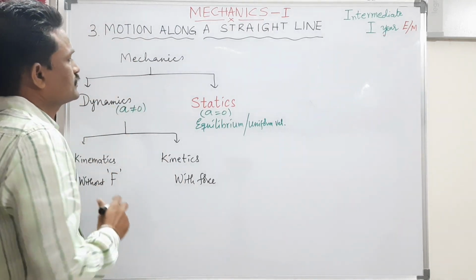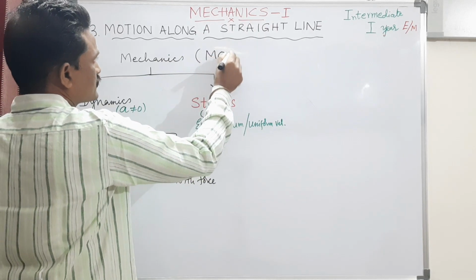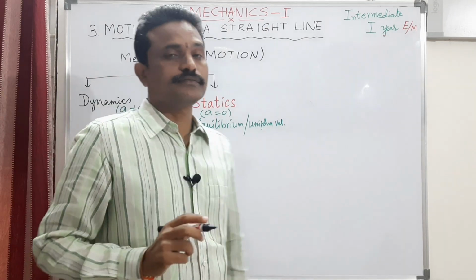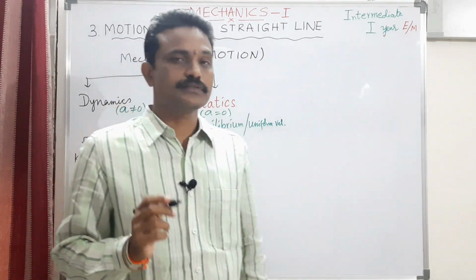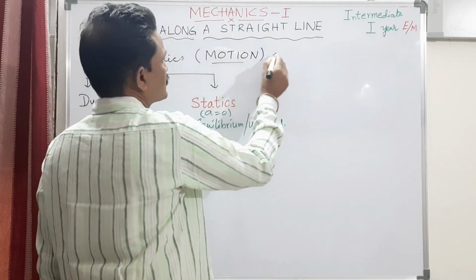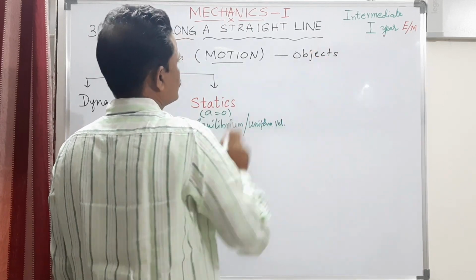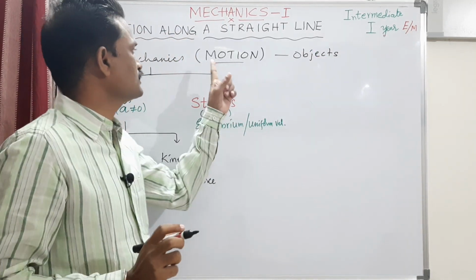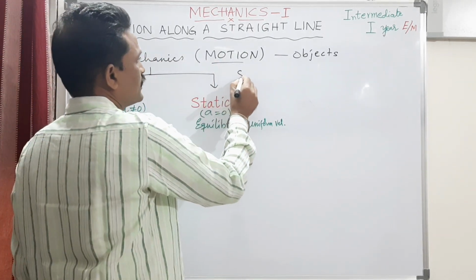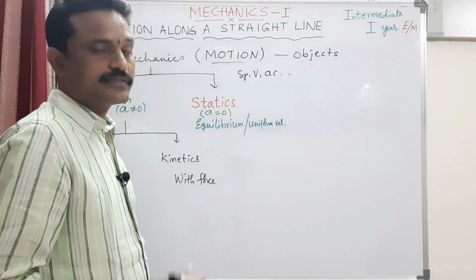What do you mean by mechanics? Mechanics is the branch of physics which deals with the motion of the object. Out of many purposes, one of the purposes of physics is to study the motion of the objects. This is the only science which tries to study the motion of the object. The motion may include speed, velocity, acceleration, momentum, etc.